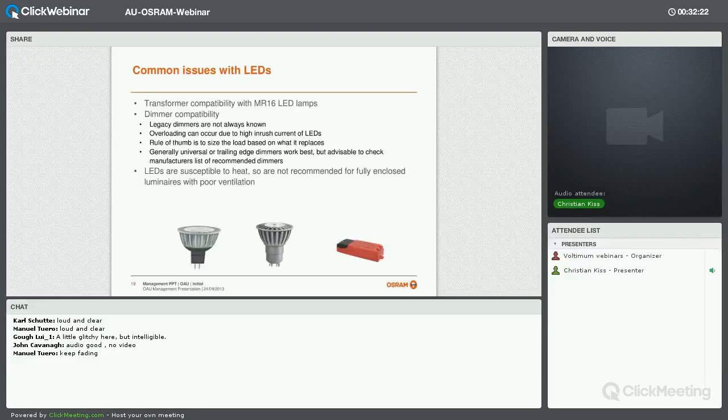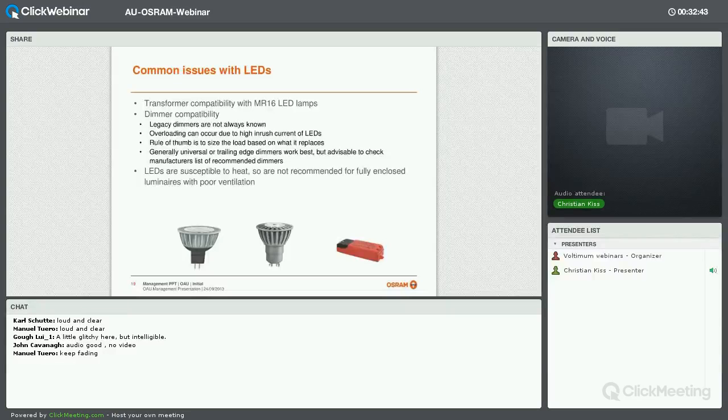In terms of what to look for with dimmer compatibility, you may not necessarily know what the legacy dimmers are in existing installations, so it's going to be hard to comment on whether the LED product would work. It would be ideal to be able to determine what it is before making an informed decision about upgrading the lighting.